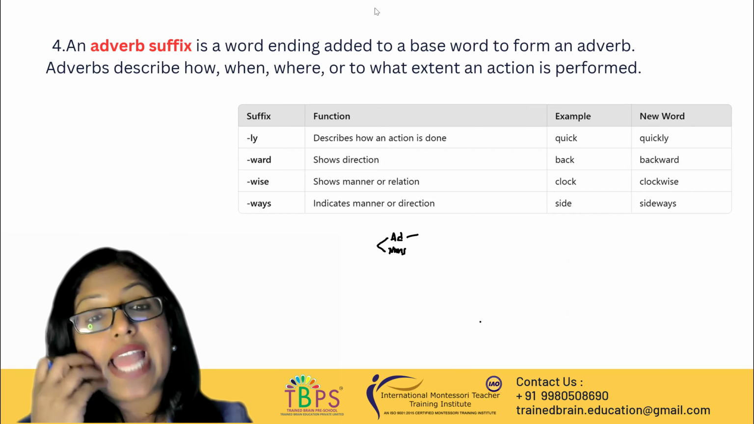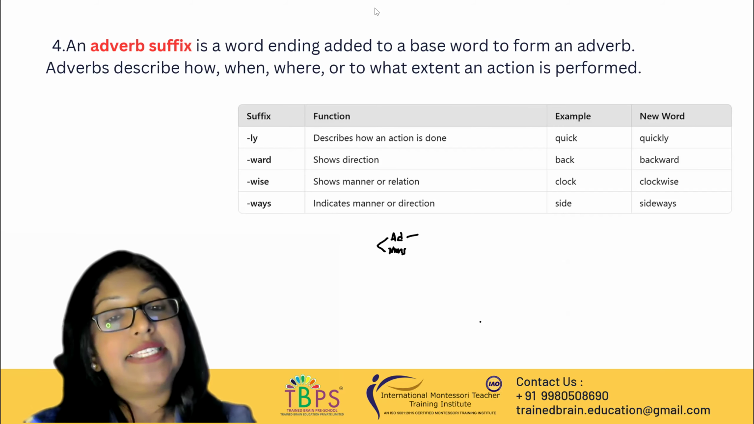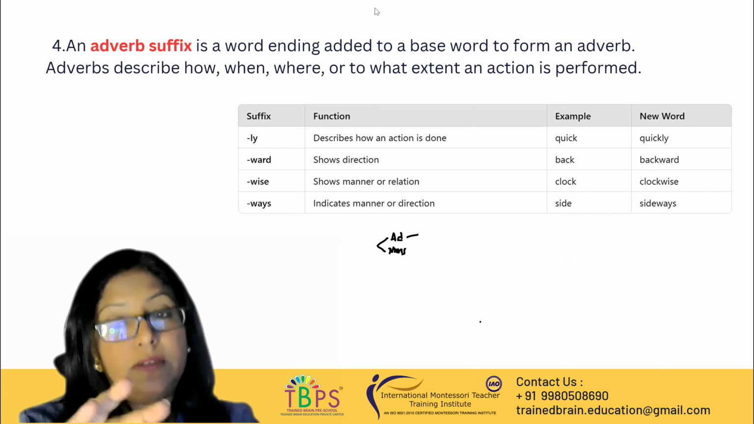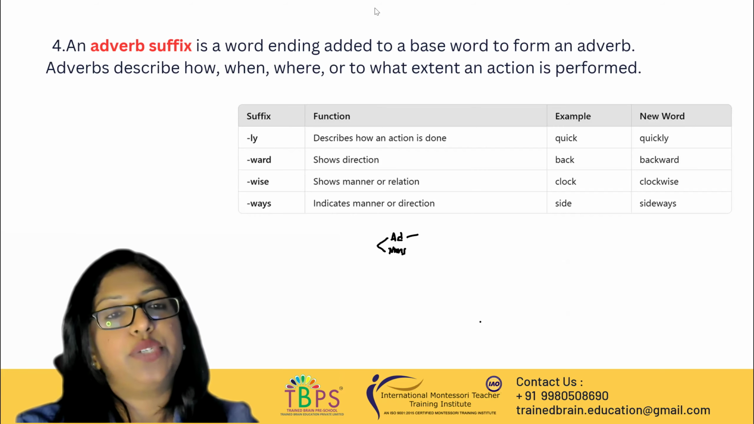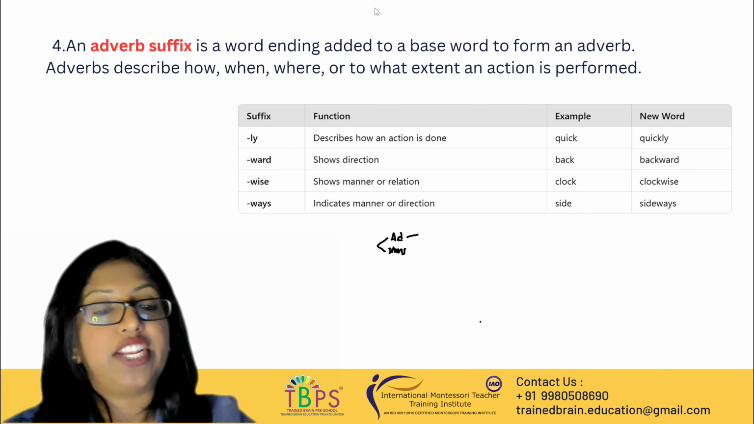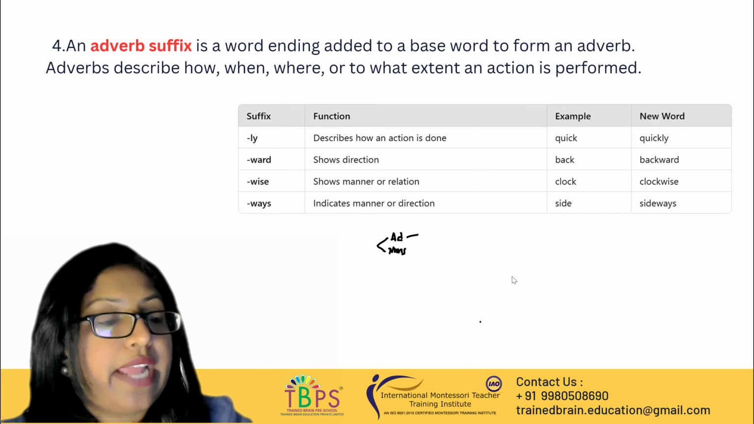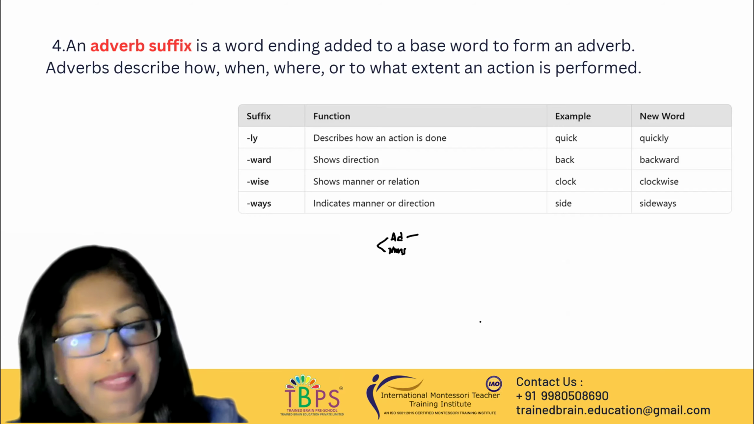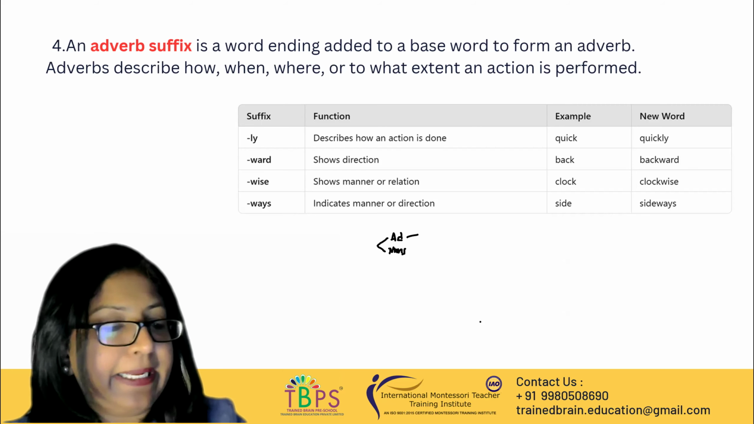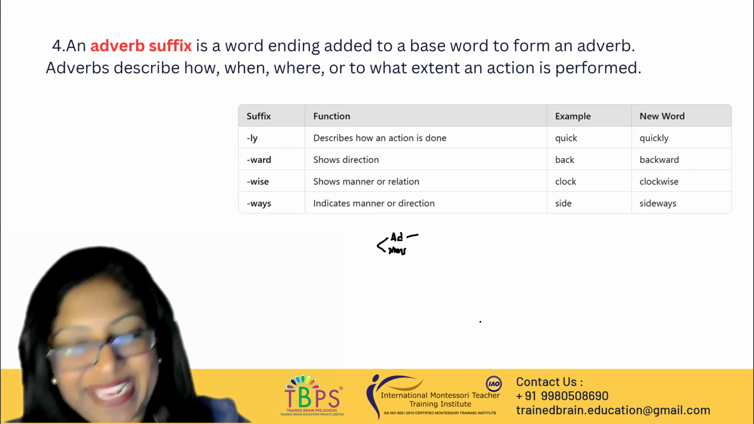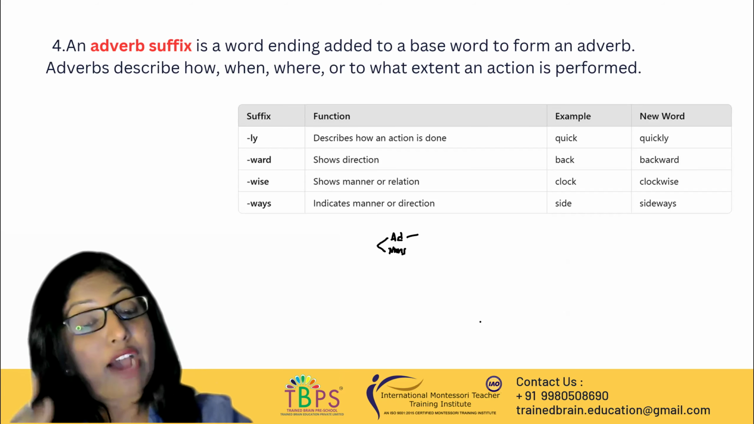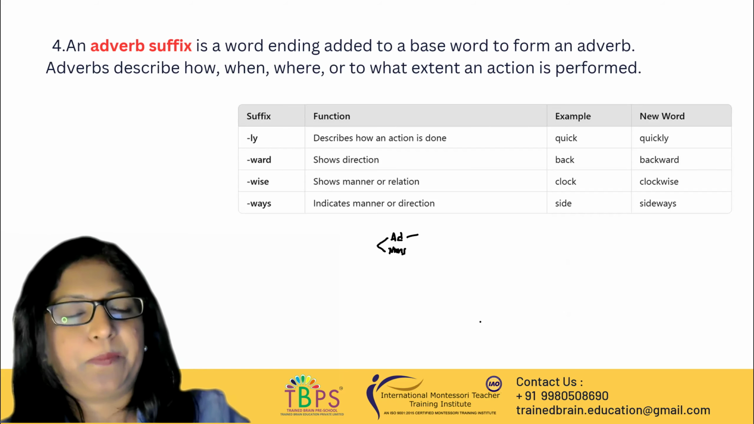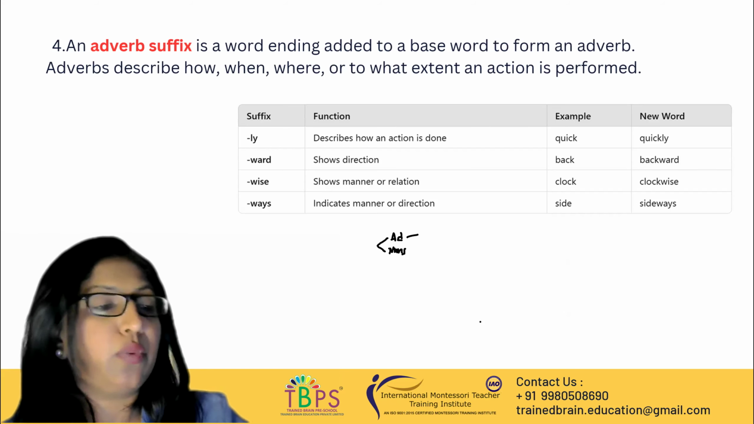Correct? So more or less, it's like an adverb. When we add ly, ward, wise, ways, the verb changes into an adverb. The suffix changes into an adverb. Words with ly: slowly, happily, quickly, lovely, mainly. Say loudly. See the act of how it needs to be done. Okay? Now let's take another one.